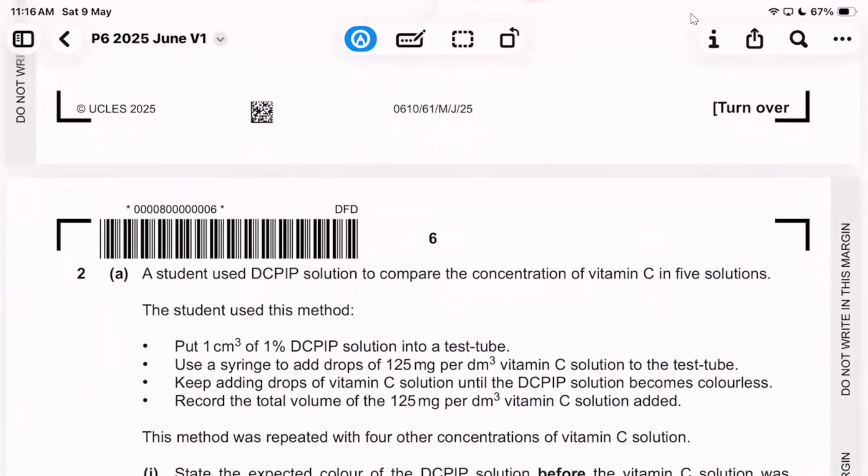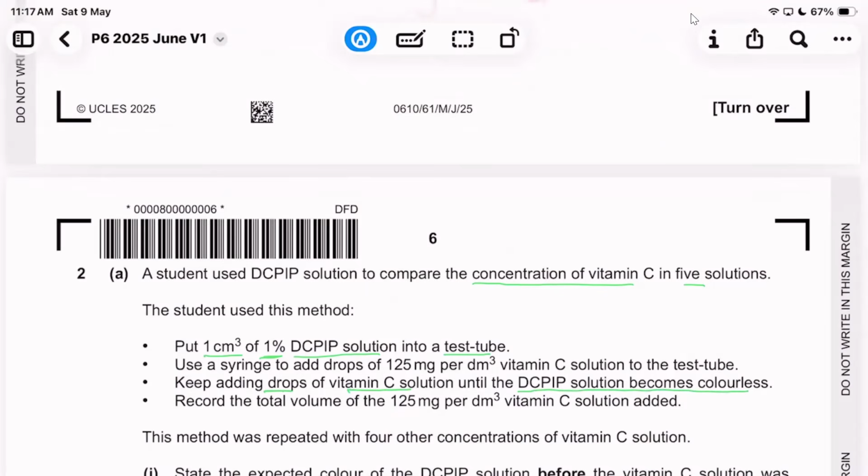A student used DCP-IP solution to compare the concentration of vitamin C in 5 solutions. The student used this method: put 1 cubic centimeter of 1% DCP-IP solution into a test tube. Use a syringe to add drops of 125 milligram per decimeter cube of vitamin C to the test tube. Keep adding drops of vitamin C solution until the DCP-IP solution becomes colorless.